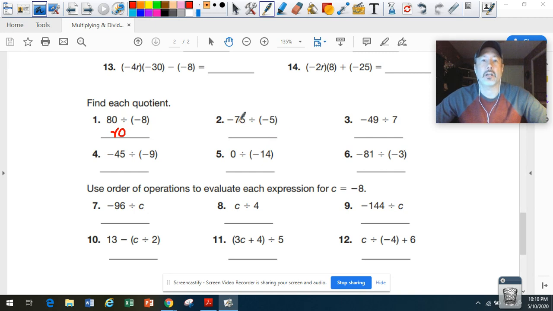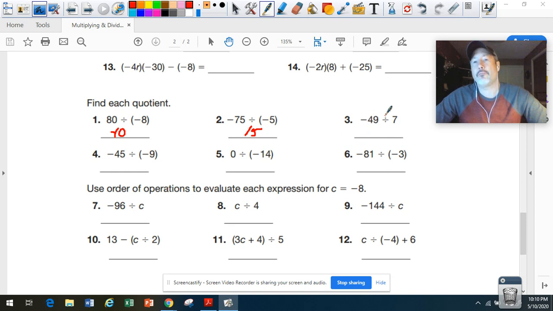Okay, here we go. Negative 75 divided by negative 5. As you can see here, the signs are the same. Since they are the same, that means my answer is going to be positive, and it's going to be positive 15. Very good.